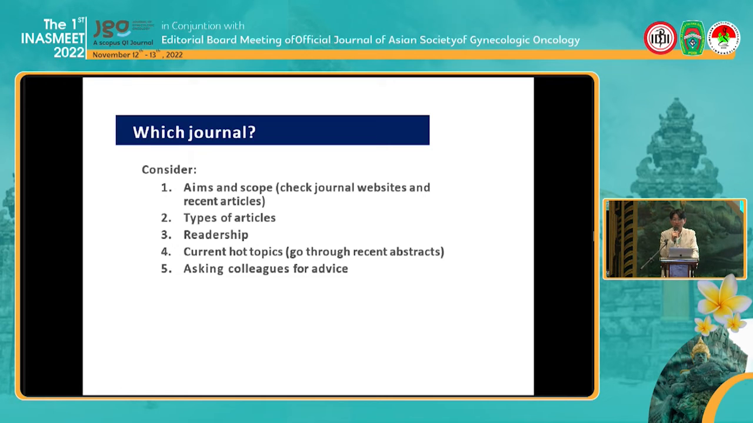To select the appropriate journal, you should consider the following items. The first one is the aims and scope of the targeted journal. You can check these by browsing the website and the recent articles published by the relevant journal. You can also consider the type of article, such as a review, a case report, an original article, or an editorial. You can also consider readership, as mentioned previously, and search current hot topics to gain more possibility to be published. And you can also ask your colleagues for advice.